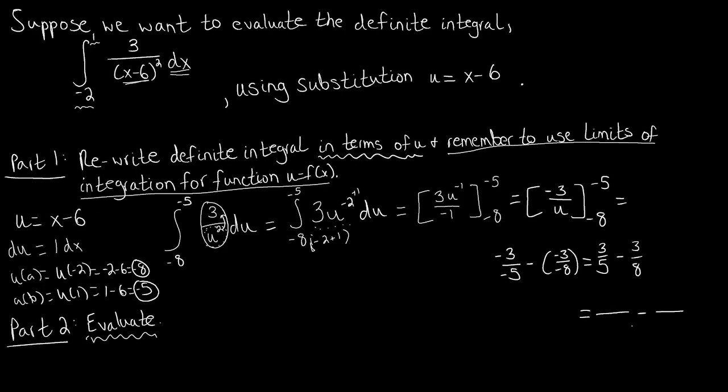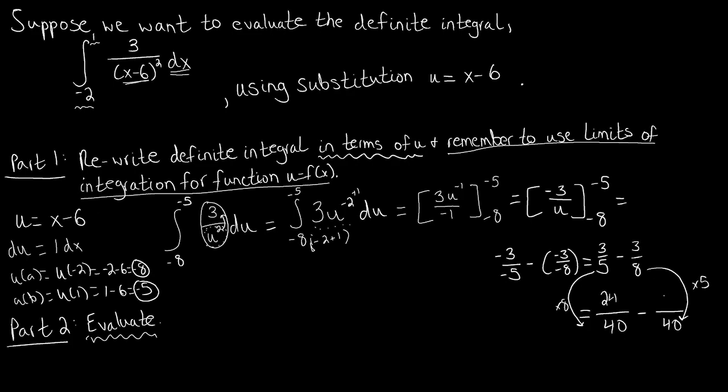And we see that our common denominator between these two denominators is going to be 40. So we need a common denominator of 40 in order to subtract these fractions. Well, in order to go from 5 to 40, we multiplied by 8, so 8 times 3 is 24. And to get from 8 to 40, we multiplied by 5.